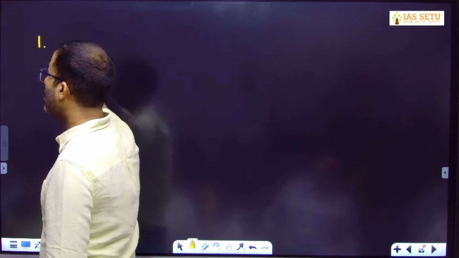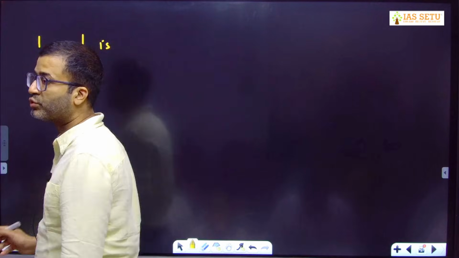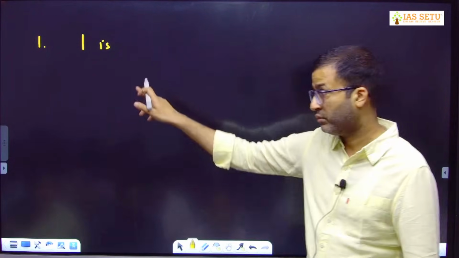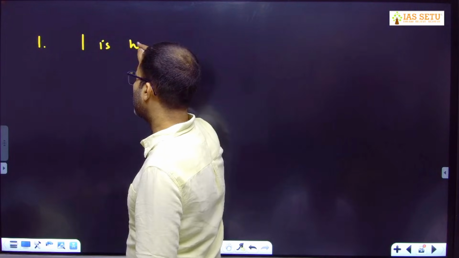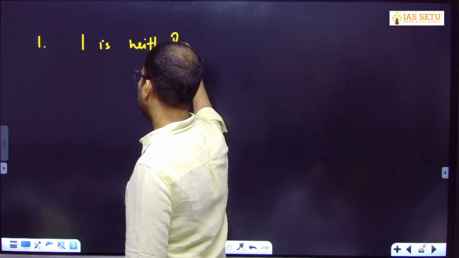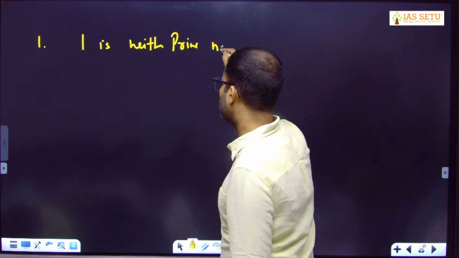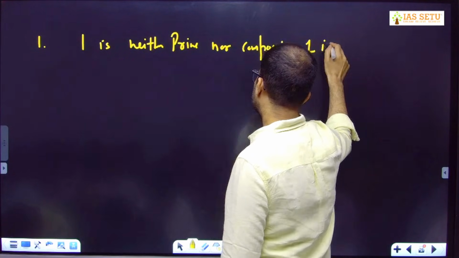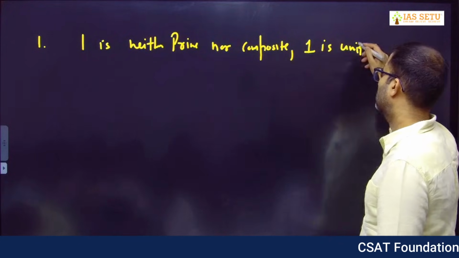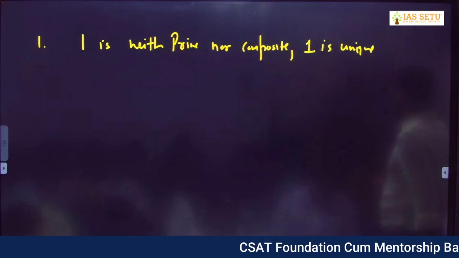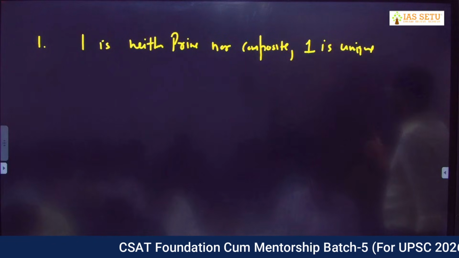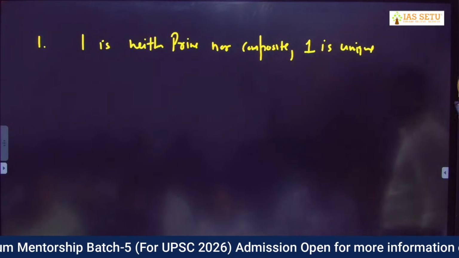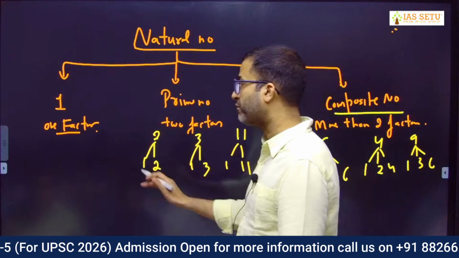पहले लिखो property 1. Some students ask me, sir, can we consider 1 as the smallest prime number? I say no. Why? लिखो 1 is neither prime nor composite. 1 is unique. So don't consider 1 as a prime number because 1 is neither prime nor composite. 1 is unique. Let me tell you why 1 is unique.